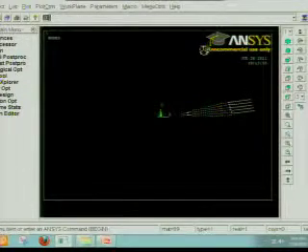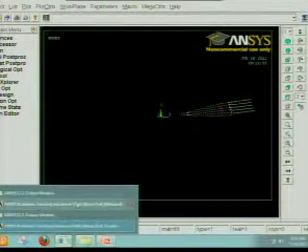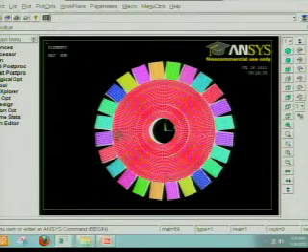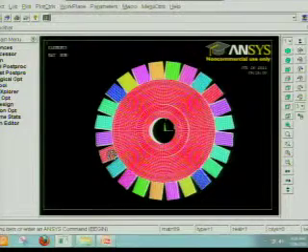The mistuning destroys the cyclic symmetry, and we once again need to use a full wheel model in order to use finite element analysis. Note the different colors on the blades. These represent different stiffnesses between the blades.